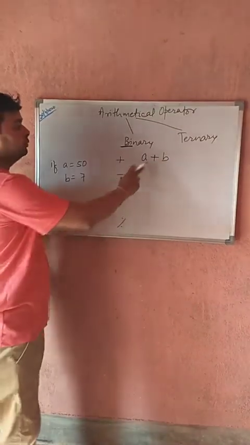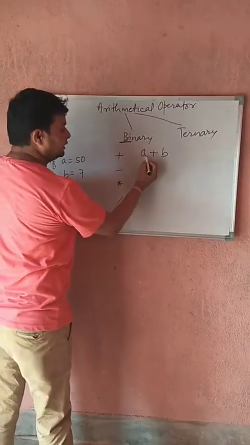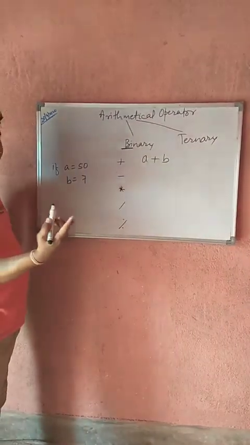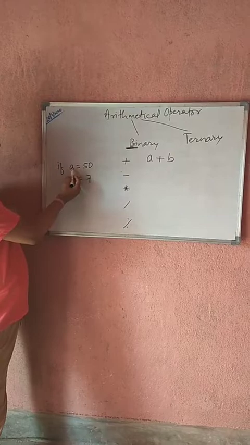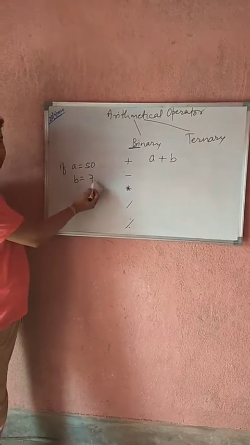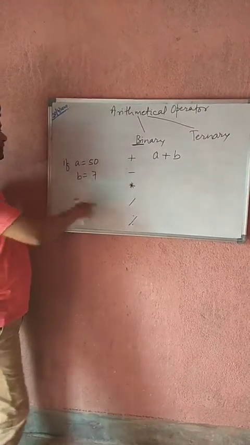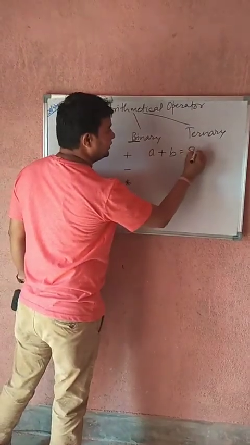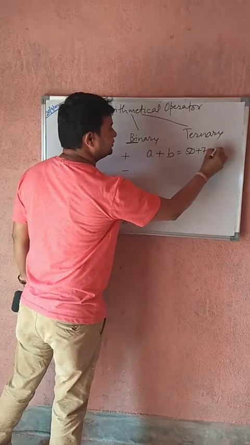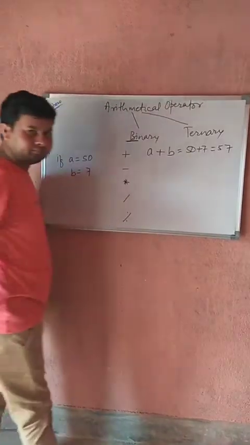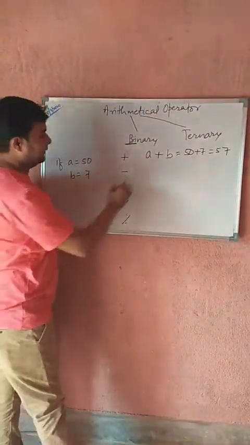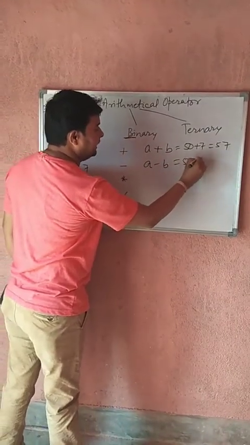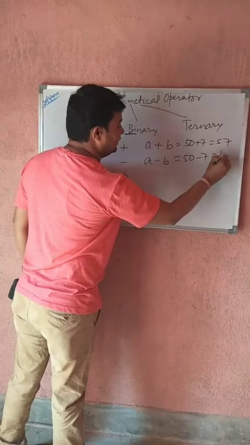Now how will it produce a result? When you give a plus b, then it will add. Addition you might be knowing. Suppose I am seeing here a equal to 50, b equal to 7. In that case a plus b will give what? 50 plus 7, that is 57. Similarly, minus: if I give a minus b, then it will be 50 minus 7, that is 43.